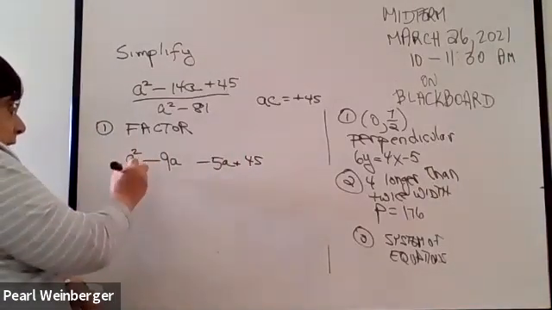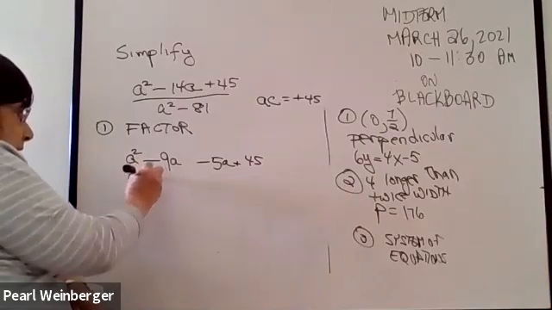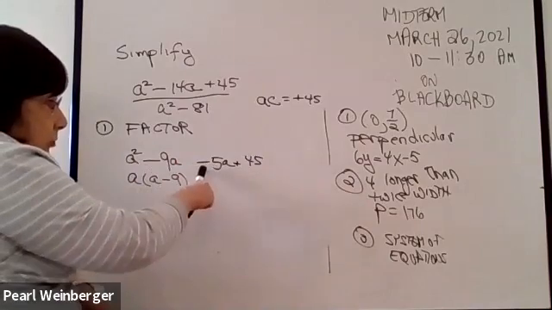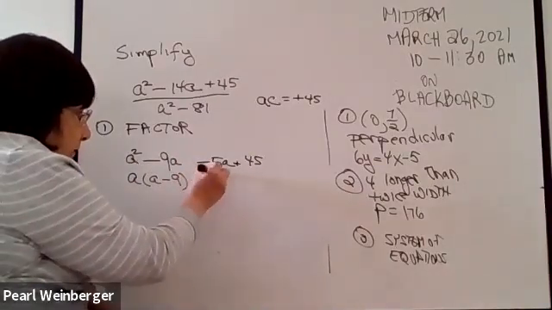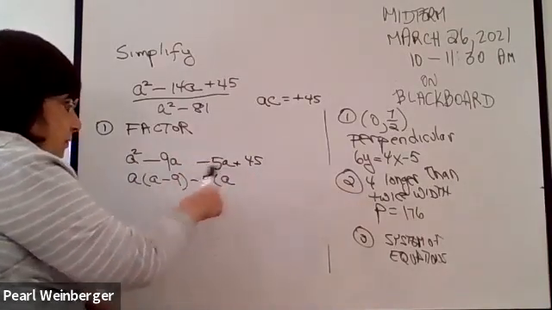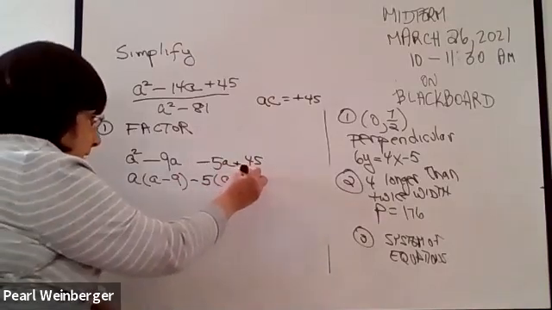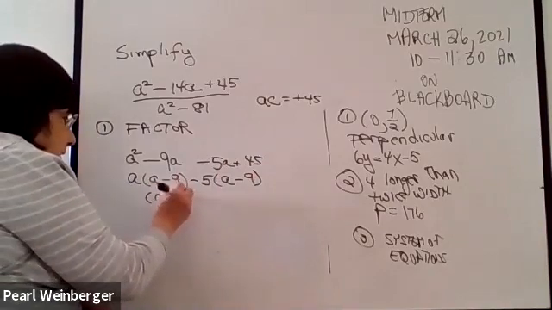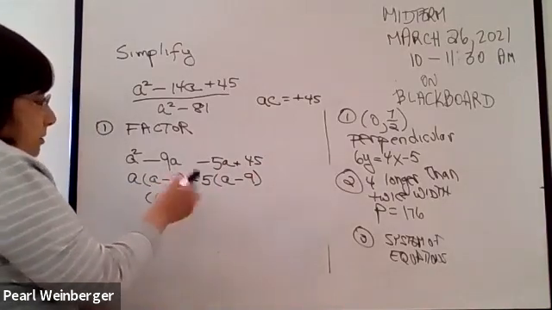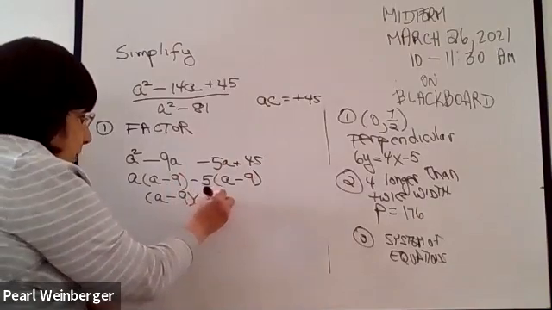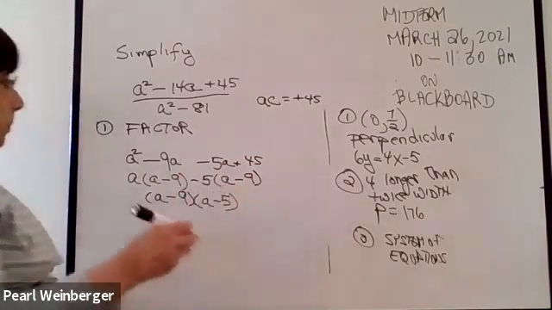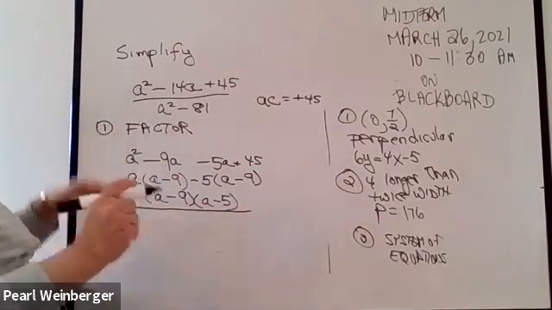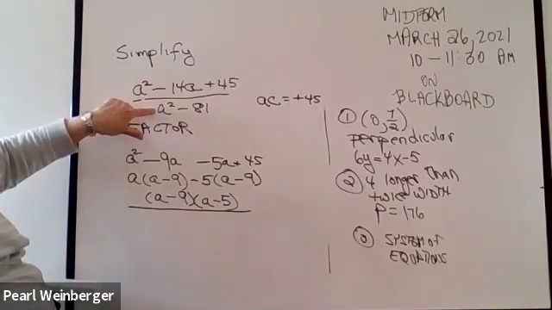This has a common factor of a, so this becomes a times a minus 9. And this has a common factor of negative 5. And that's, again, negative 5 into positive 45 is negative 9. So that factors the numerator, the top, to a minus 9 times a minus 5. That's our numerator. Let's talk about the denominator.